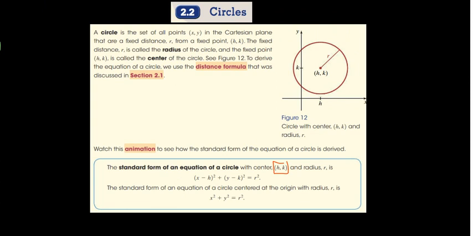Notice how the signs down here are a negative h and a negative k. So it's x minus h plus y minus k. What this is telling us is we're going to be taking the opposite sign whenever we transition between what the center actually is, which is this, and putting it into the formula, which is this. We're going to be changing the sign.